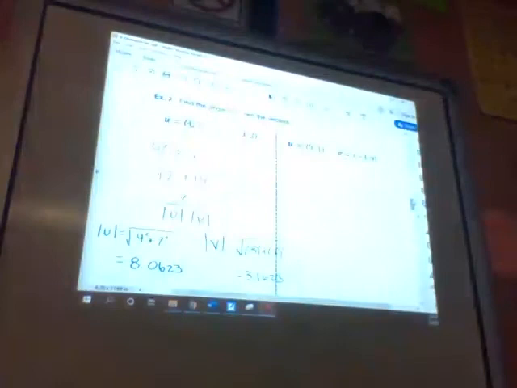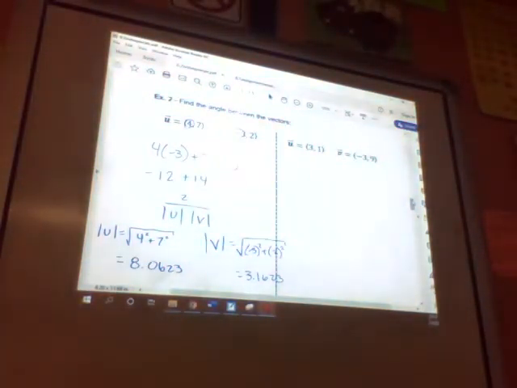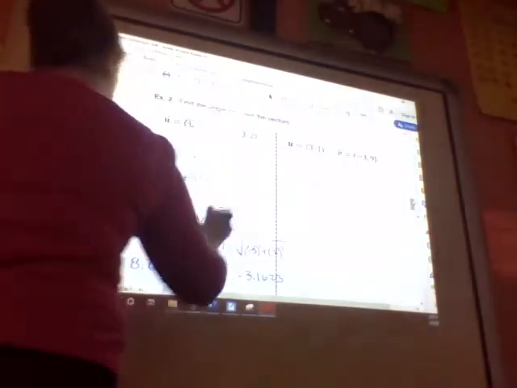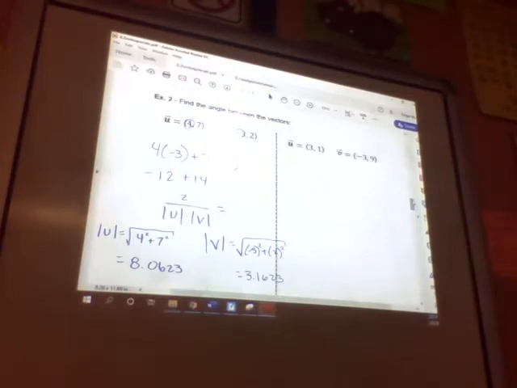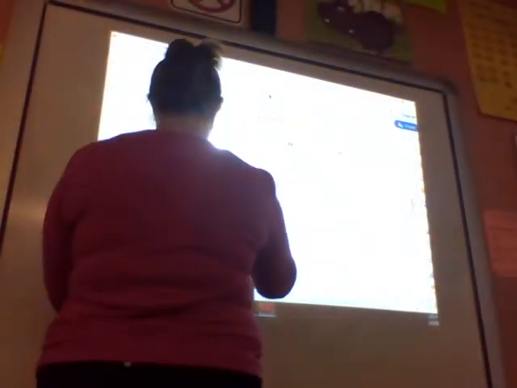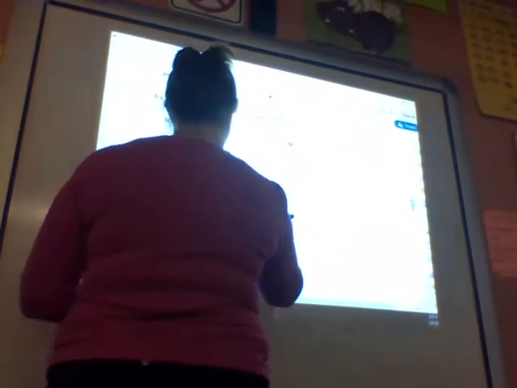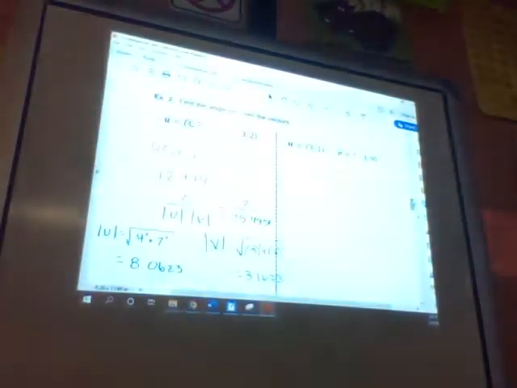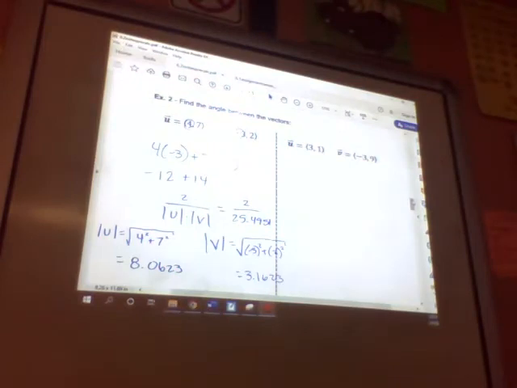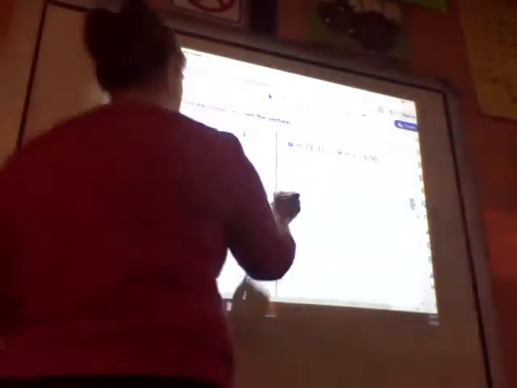Okay, so that means that if the magnitude of u is 8-ish and the magnitude of v is 3-ish, then our denominator is going to be 24-ish, but probably not, so let's check. Times the square root of 65. Woohoo! So apparently it's 2 over 25.4951. But of course, 2 divided by that number is 0.0784.